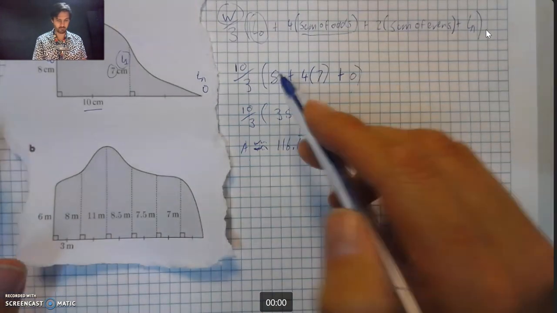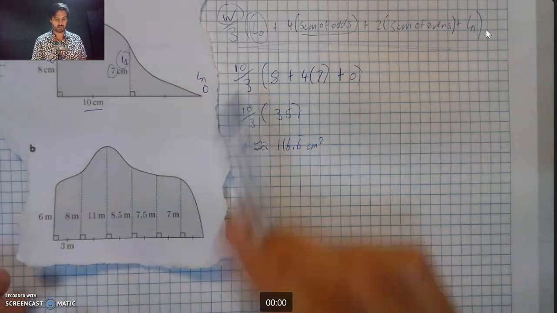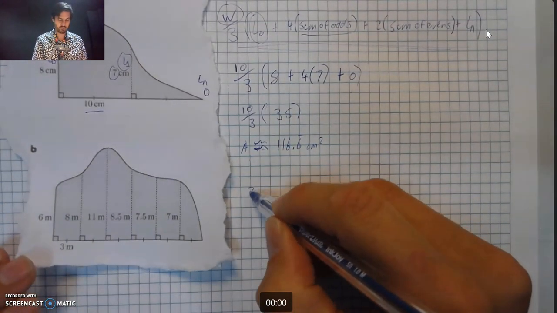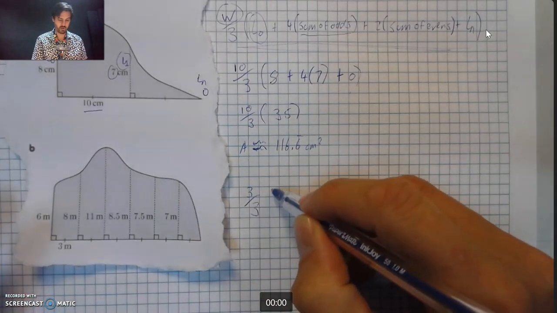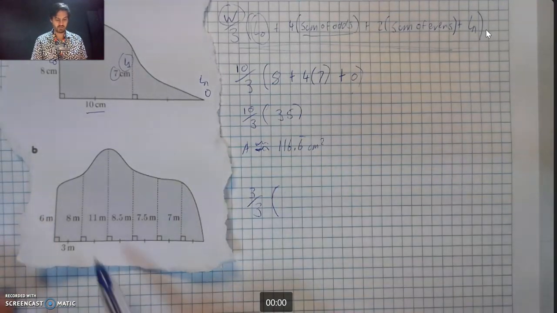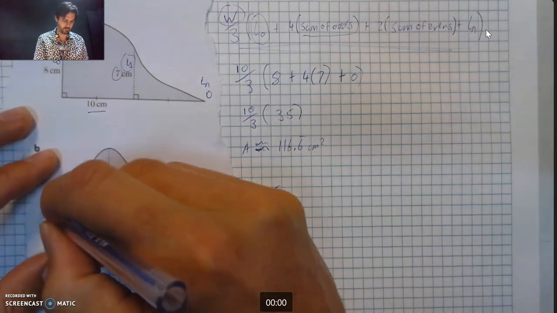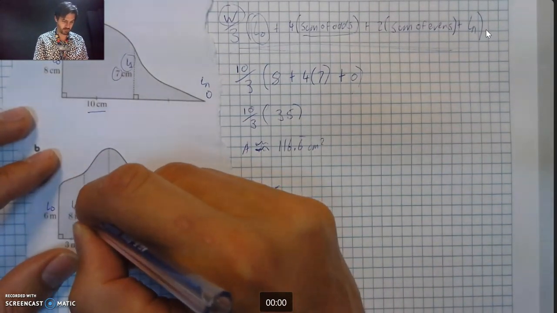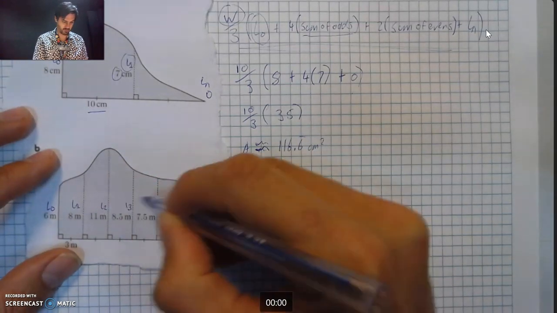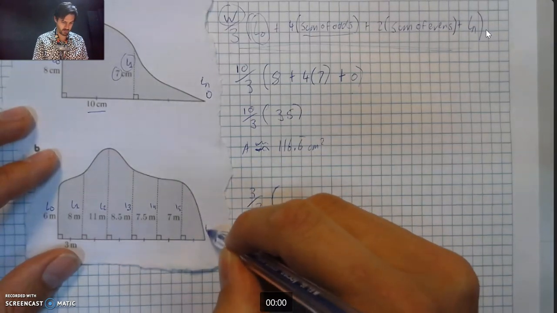So we're going to start with the same. We're going to look at our equation here, which is W over 3. Now our width of each segment is 3 meters. So we're going to start with 3 over 3, which we know is going to be 1, but we'll just leave it there for the minute. Then we start with our L0. Now I'm going to label all these again, because while we're learning, it's best to do that. L2, L3, L4, L5, Ln.